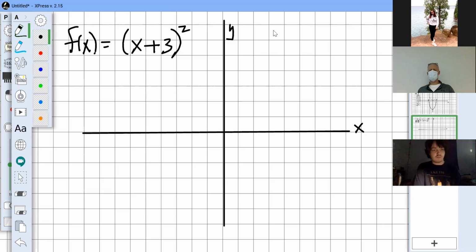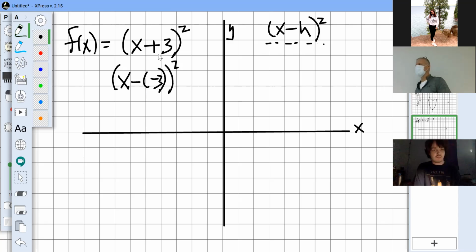The pattern for left and right is a subtraction-related pattern. So this is similar to subtracting negative 3. When you see plus, it's actually going to the left, when you see minus, it's going to the right, because the pattern for the translations left and right is a subtraction pattern, not an addition pattern. So this actually represents a translation of 3 to the left.